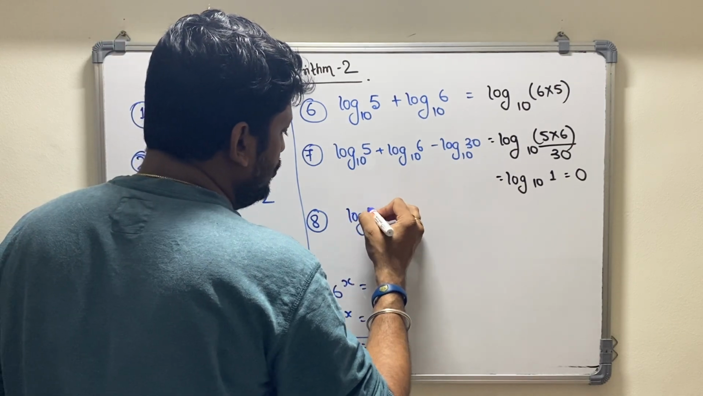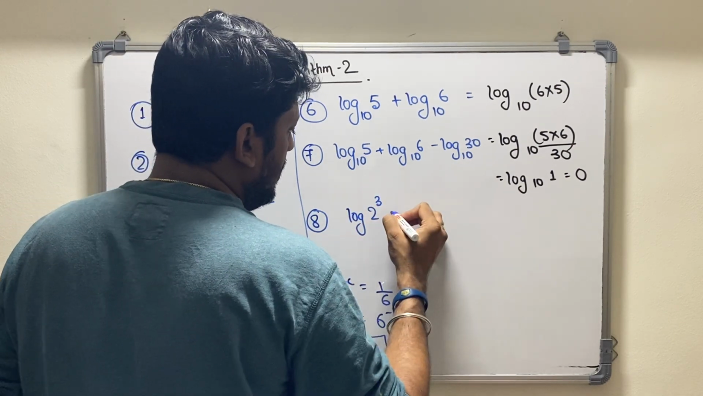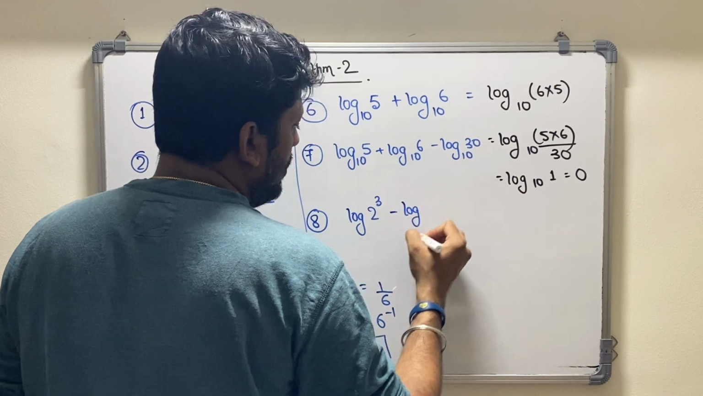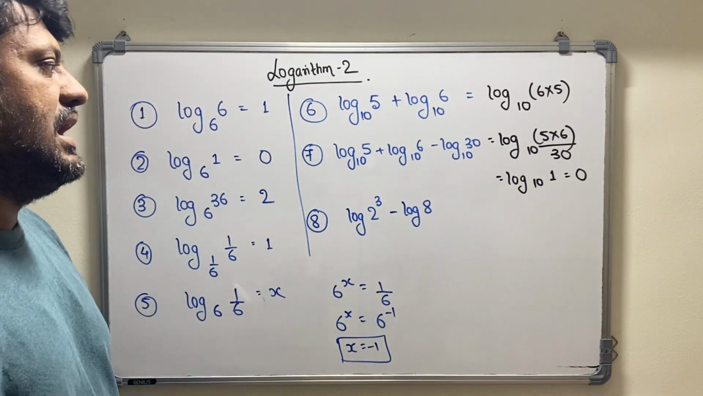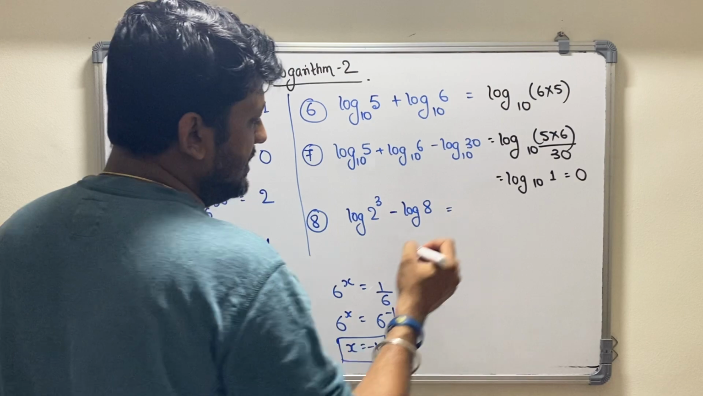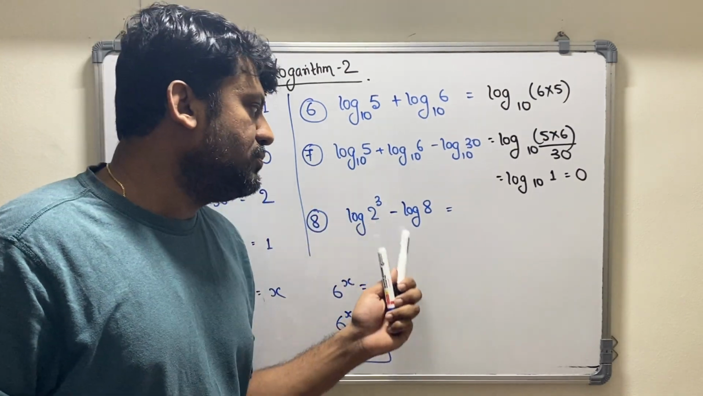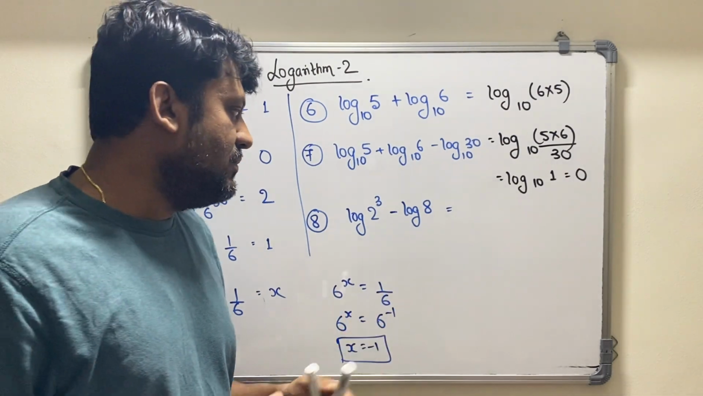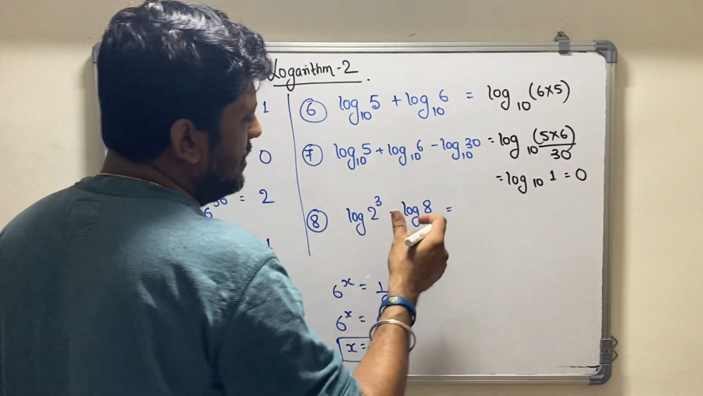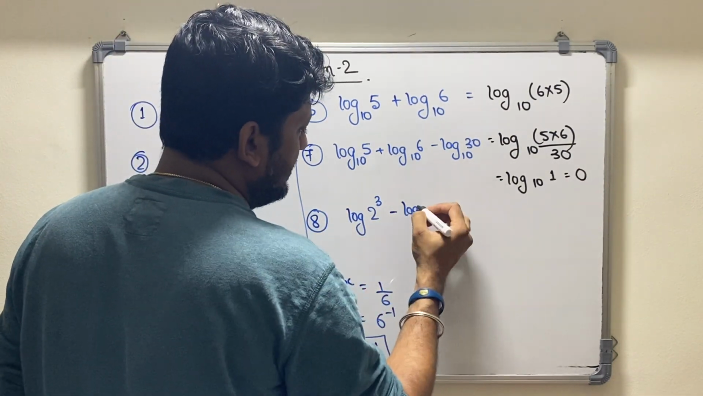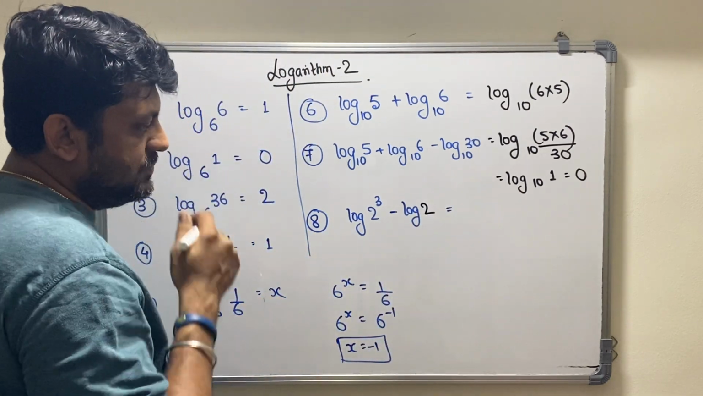Log of 2 to the power 3 minus log 8. Okay, so this one can be written as this. Either you can write straightforward log 2 to the power 3 as log 8, and 8 by 8, log 1, it will become 0. Or you can, I'll change the question here. Okay, I'll write here log 2. So that makes a bit more sense.